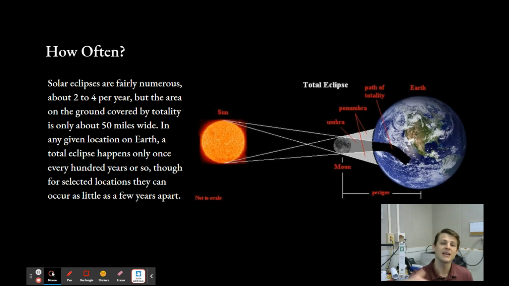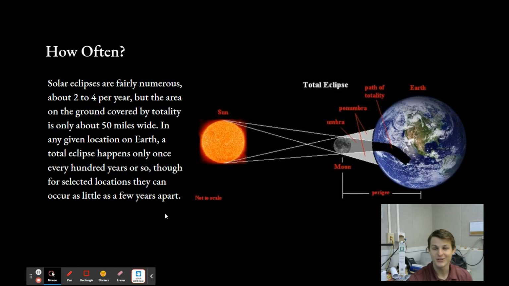So there's a set latitude that it's going to go across, and then there's the barrier where you can see it depending upon how high or low you are in the country. But every single place will only get to experience a total solar eclipse every 1 to 400 years. So it really just depends on where you are.